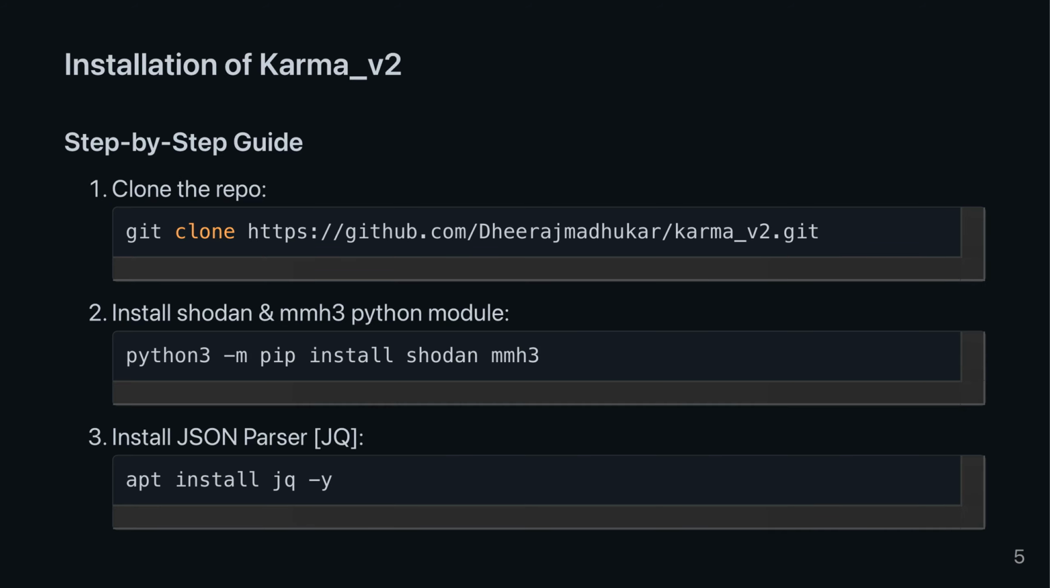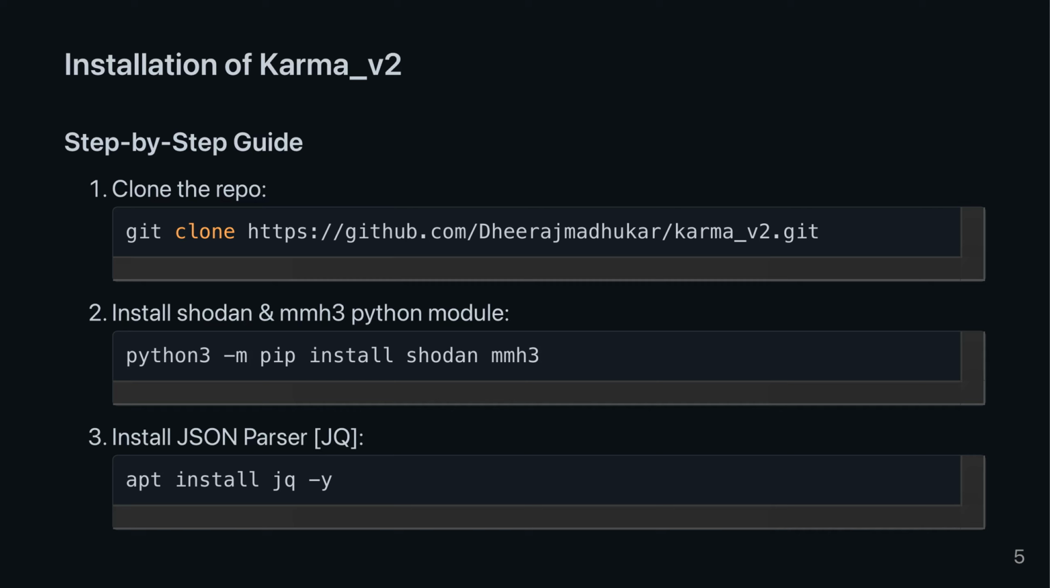In this slide, we're covering the installation process for Karma V2. We'll go through it step by step to make sure you're set up correctly. First, you need to clone the Karma V2 repository. Open your terminal and run the following command: git clone https://github.com/tirajmadakash/karma-v2.git. Next, you'll need to install the Shodan and MMH3 Python modules.